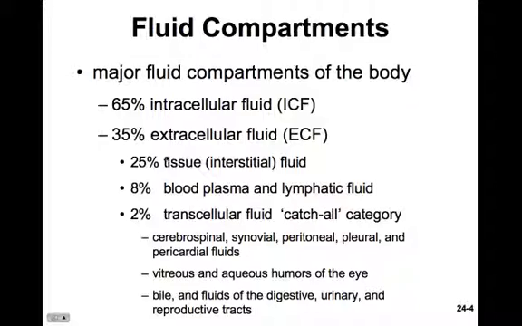This category includes things like synovial fluid in the joints, the peritoneal, pleural and pericardial fluids, cerebrospinal fluid. Also in the eye, vitreous and aqueous humors, you'll remember from last semester. And then some accessory fluids like bile, digestive fluids, some urinary fluids, and fluids in the reproductive tracts.